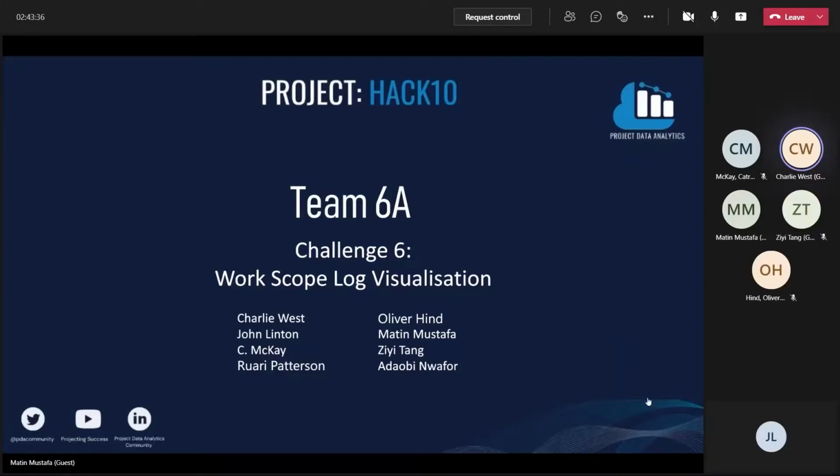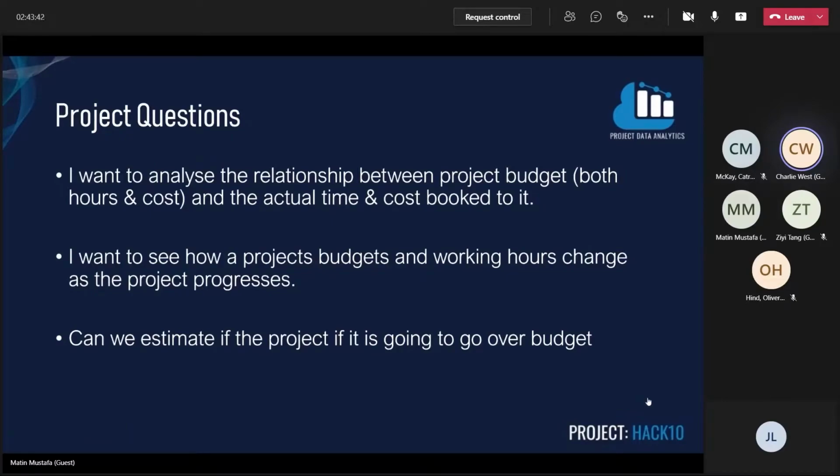Hi, we're Team 6, working on the Work Scope Log Visualization Challenge by Stork. In this challenge, they wanted to look at a project's budget and compare that with the actual time and costs booked to analyse whether there's a relationship between the forecast and actuals. They also wanted to determine how a project's budget and bookings change over the lifetime of the project and whether these factors can be influenced doing future forecasting.